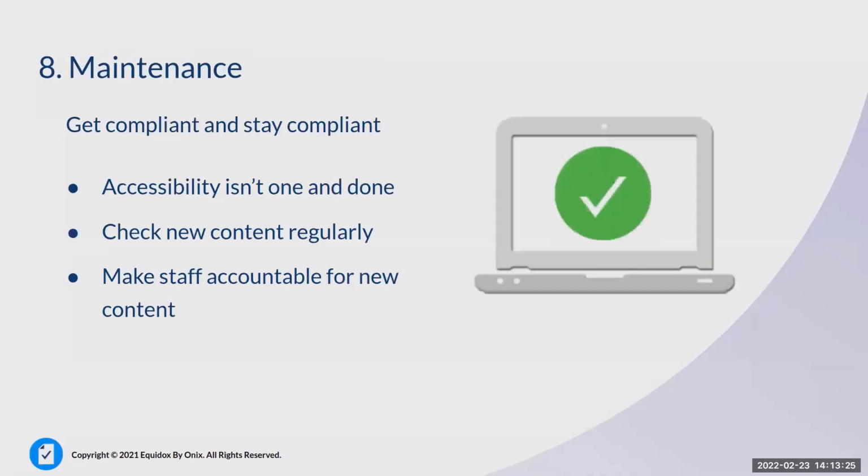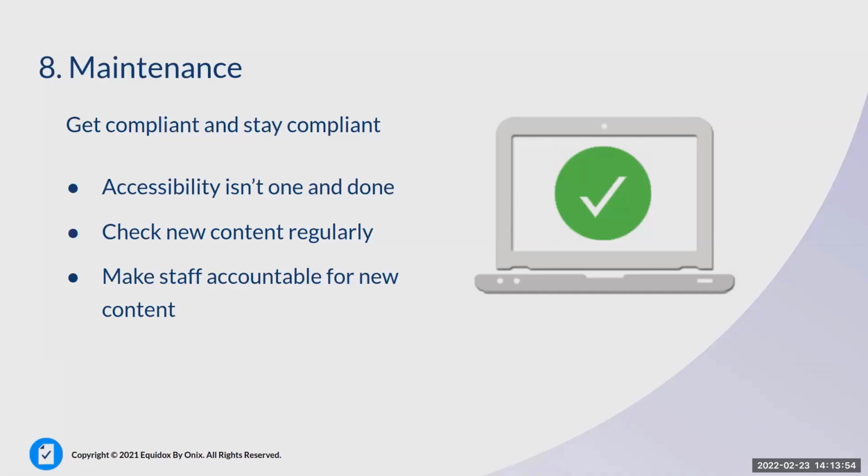The final step in this process would be the maintenance of these documents. So once you get compliant, you want to stay compliant. We don't want to have to go back and retroactively make all these different types of changes to documents, and we don't want to create a new backlog for ourselves. So accessibility isn't one and done. You need to check new content regularly and make staff accountable for the new content that they're producing. So stay on top of it.